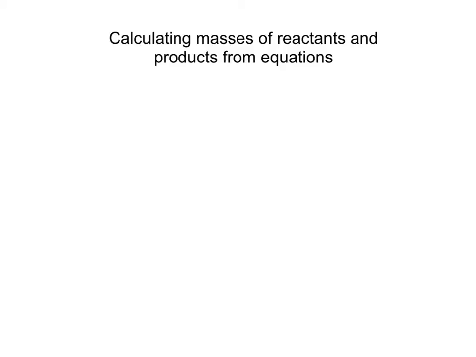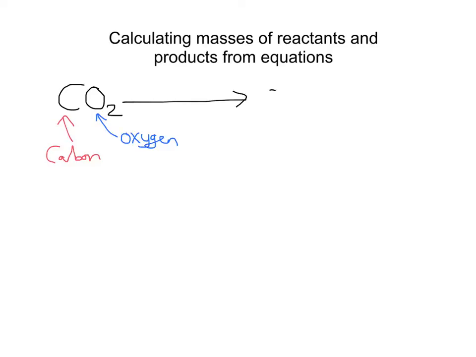Now I've said from an equation, but I want to start with CO2, carbon dioxide. Let's just quickly put that down there. Let's keep it in the same format as I did in the other video. So C is the chemical symbol for carbon, O, chemical symbol for oxygen, and collectively we call this carbon dioxide.